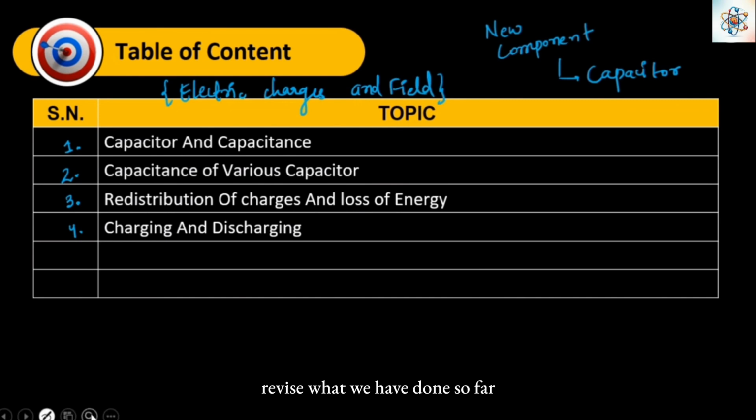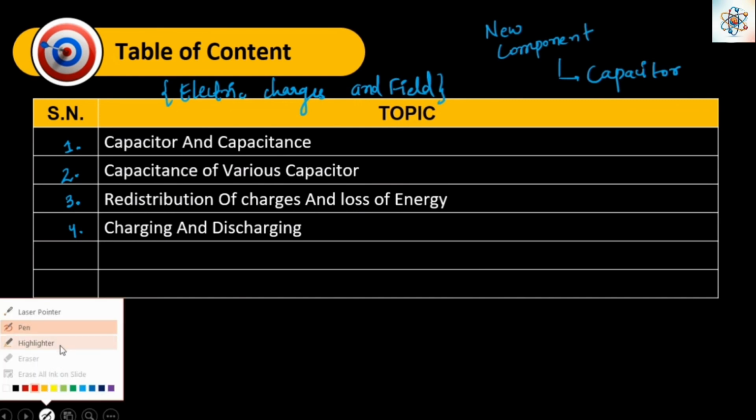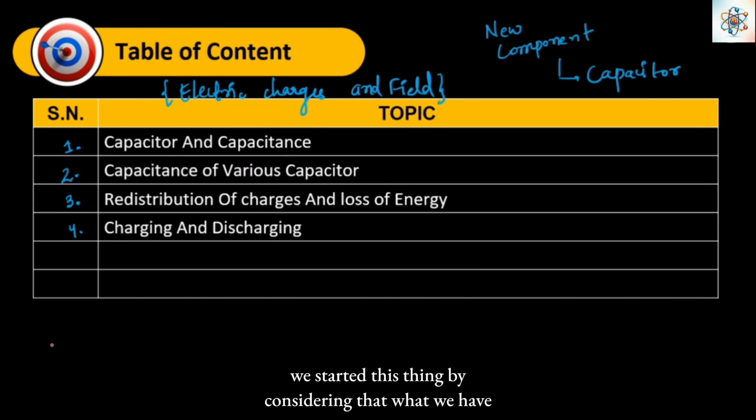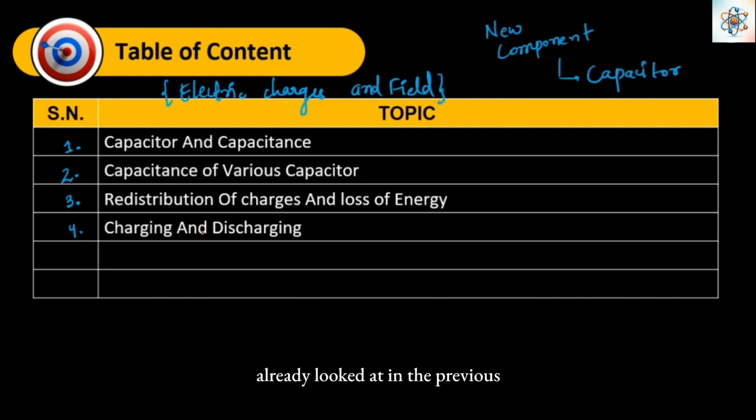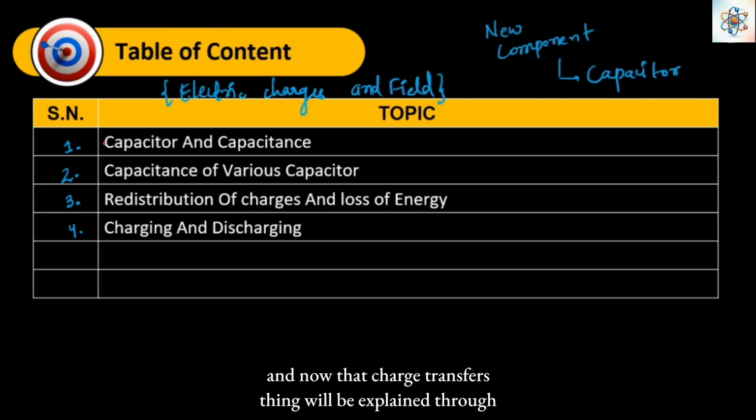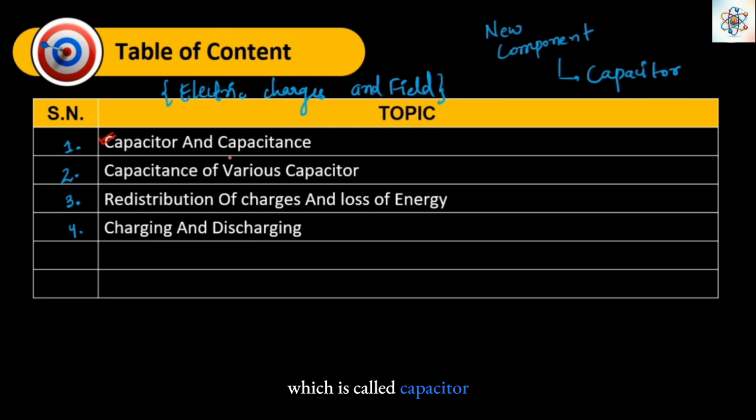Revise what we have done so far. We started by considering what we have already looked at in the previous lectures. It all started with charge, and now that charge transfer will be explained through one of the components of the circuit, which is called a capacitor.